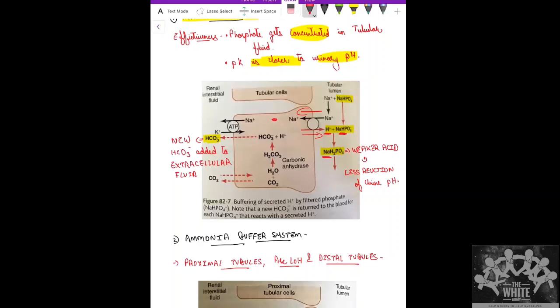Again, this is a weaker acid, so there is less reduction in the pH. So a urinary pH of 4.5 is not reached that easily. So more and more H plus can be excreted this way.